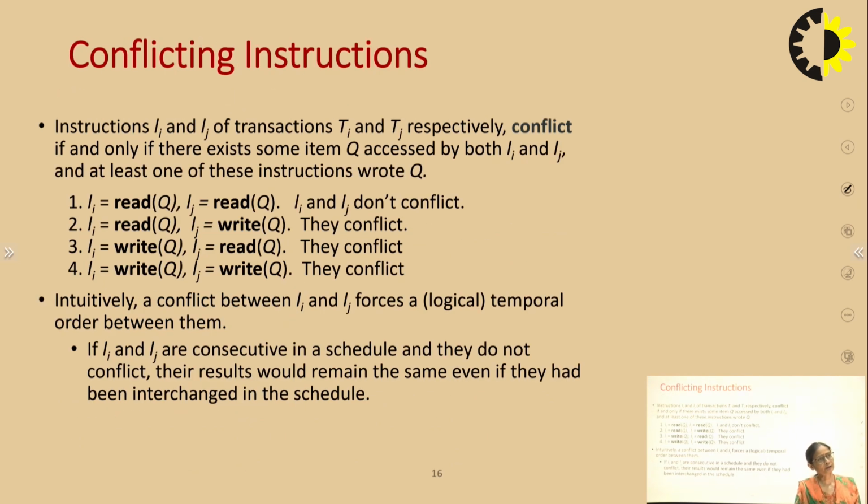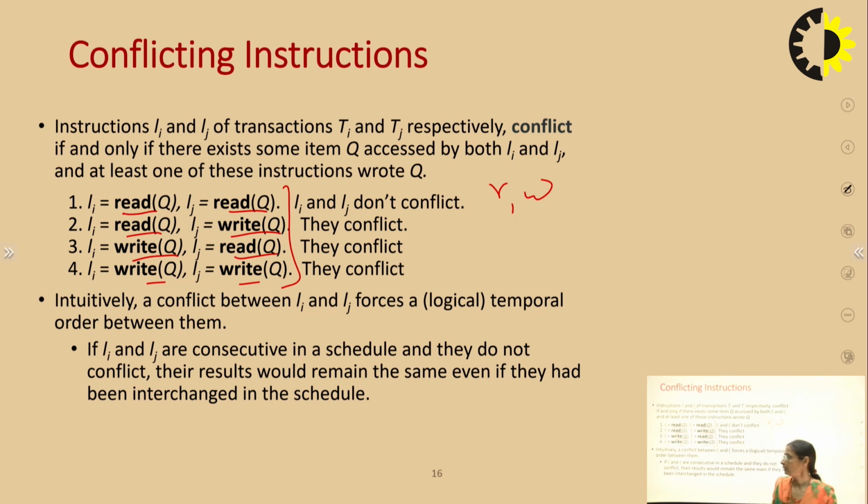Now, what is a conflicting instruction? Suppose I have two instructions, Ii and Ij, corresponding to different transactions, Ii corresponding to Ti and Ij corresponding to Tj. These are the possible combinations. Why? Because only two operations are allowed, read and write. So either both are reading, or one is reading and the other is writing, or one is writing the data item Q and the other is reading, or both are writing. So these are the four possible combinations.